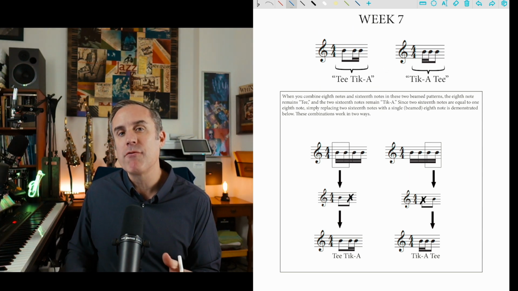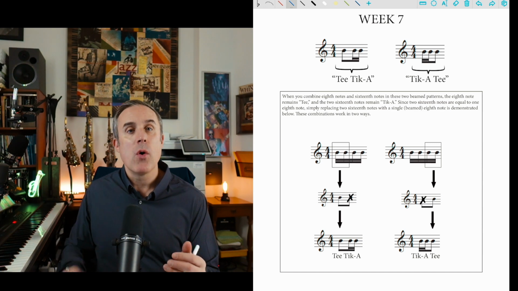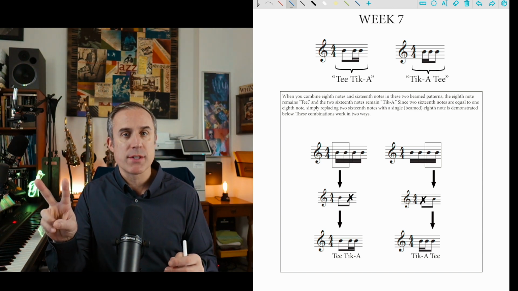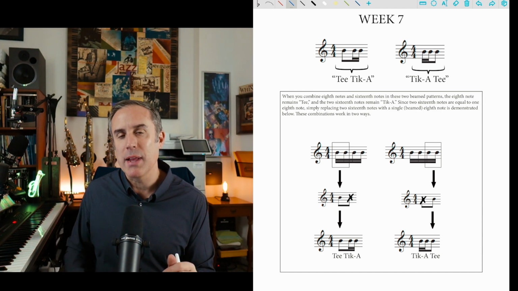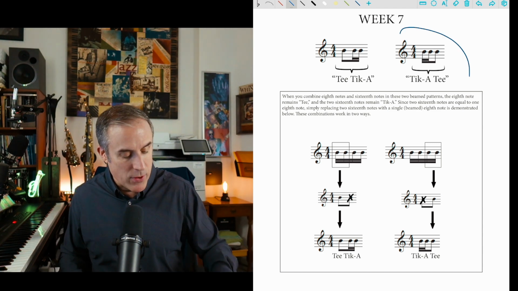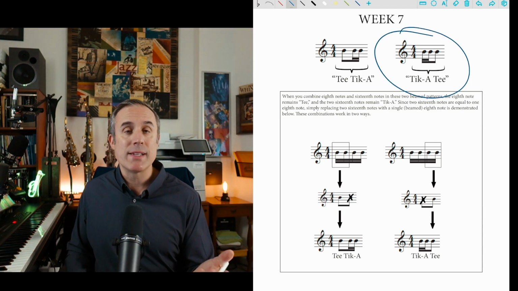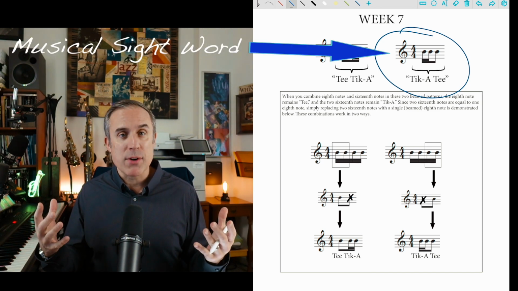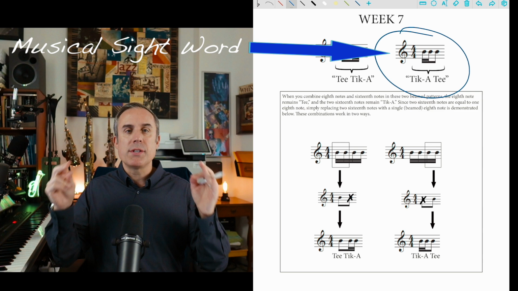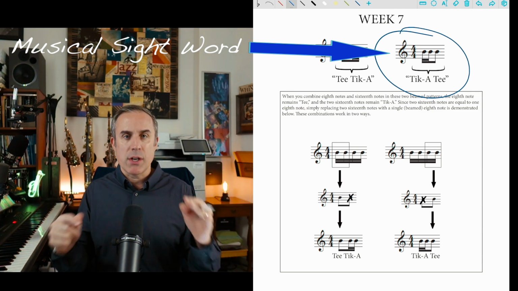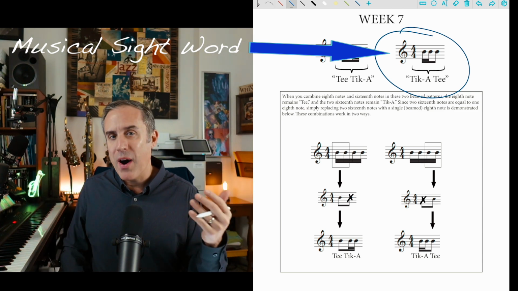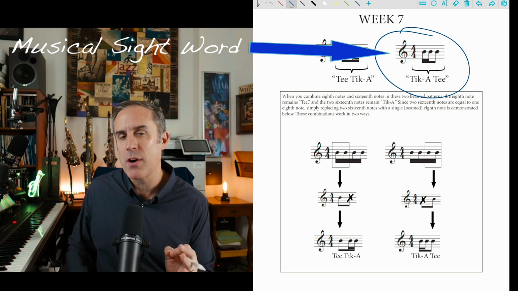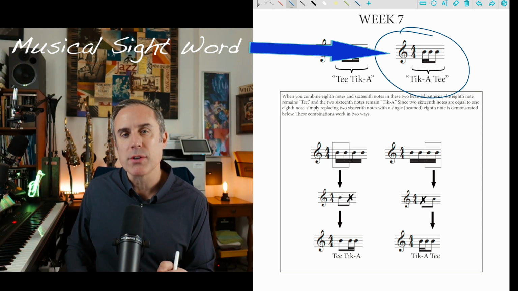Conversely, we can take that rhythmic pattern and swap it or reverse it. In other words, take the 2 16th notes and put them first, and then beam those to a single eighth note. This is the pattern at the right-hand side at the top of the page, and it sounds like this. Tik-A Tee. And if I had a full measure of them in 4/4 time, Tik-A Tee, Tik-A Tee, Tik-A Tee, Tik-A Tee. Okay, so another simple rhythmic pattern, and this is why I want you to start thinking about these as musical sight words.